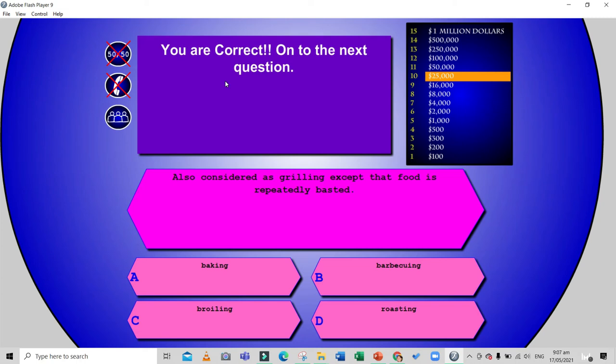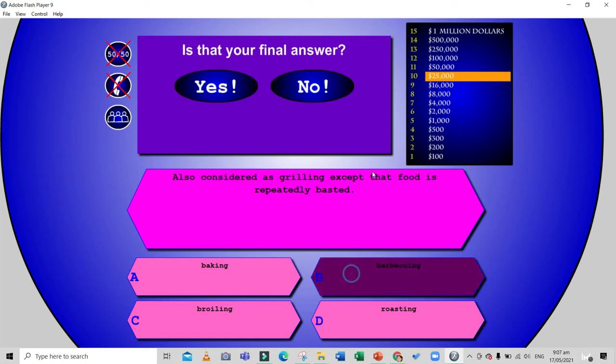Okay, for number 10 question, also considered as grilling except the food is repeatedly basted or brushed. Is it A. Baking, B. Barbecuing, C. Broiling, D. Roasting? Okay, let us check letter B. Is that our final answer? Yes.